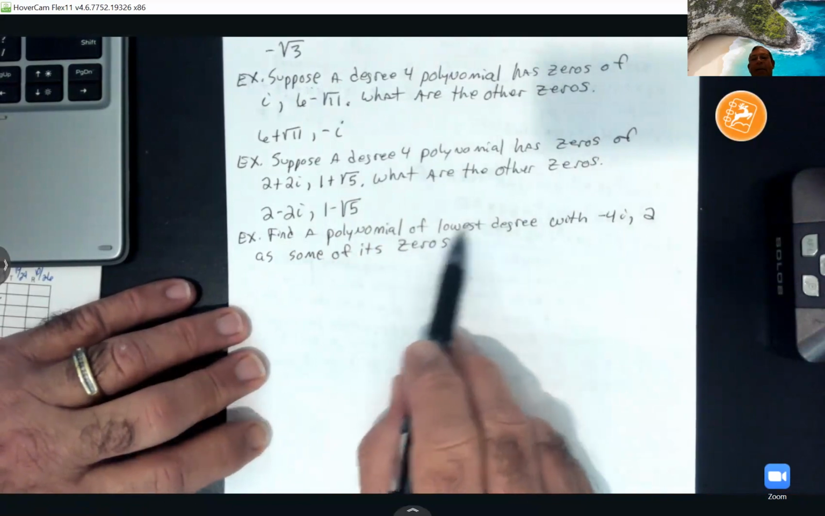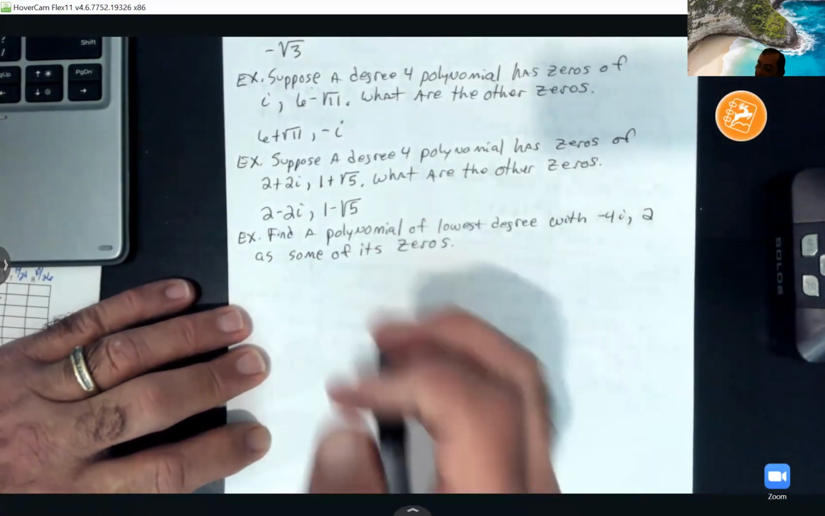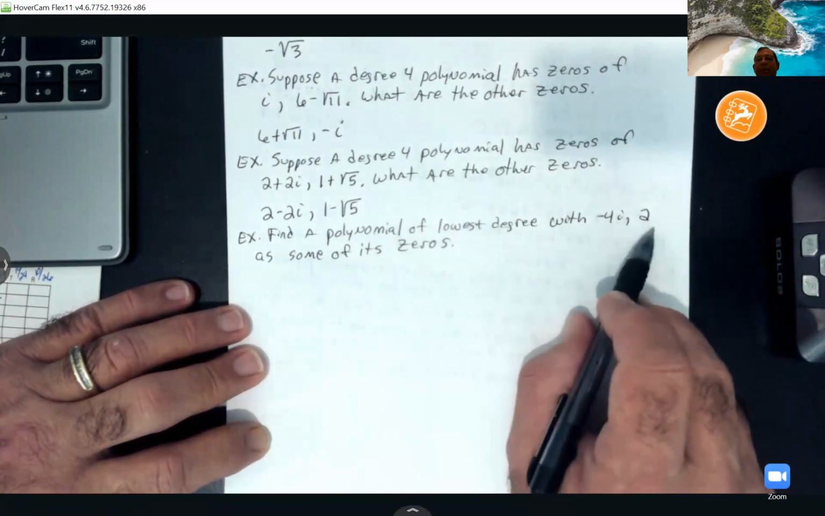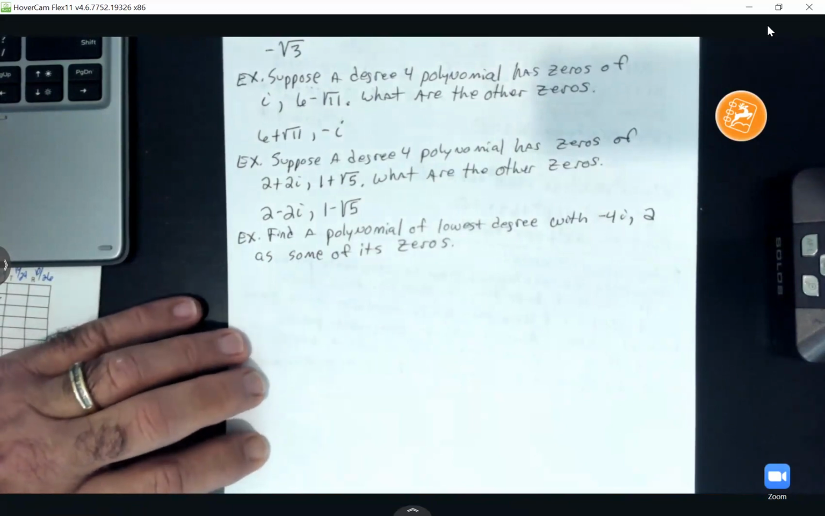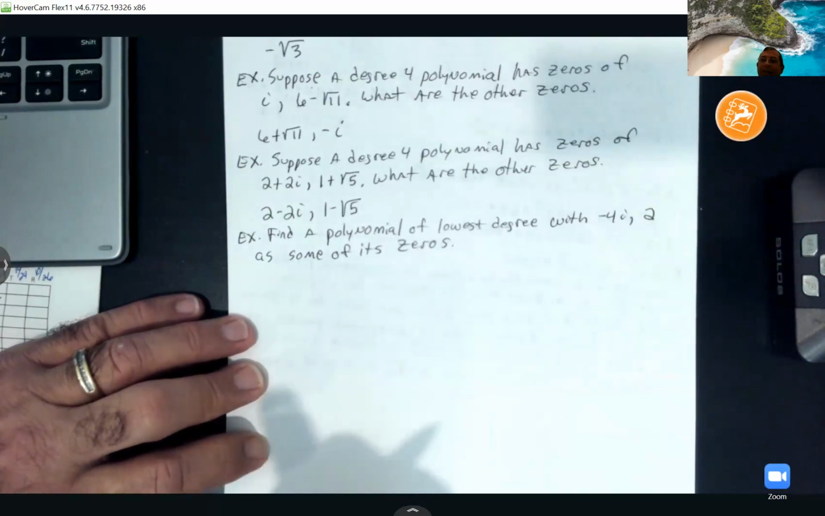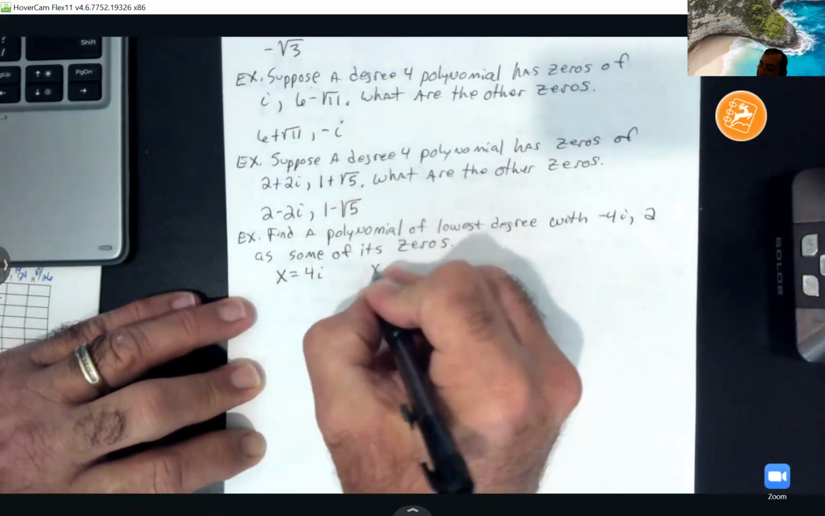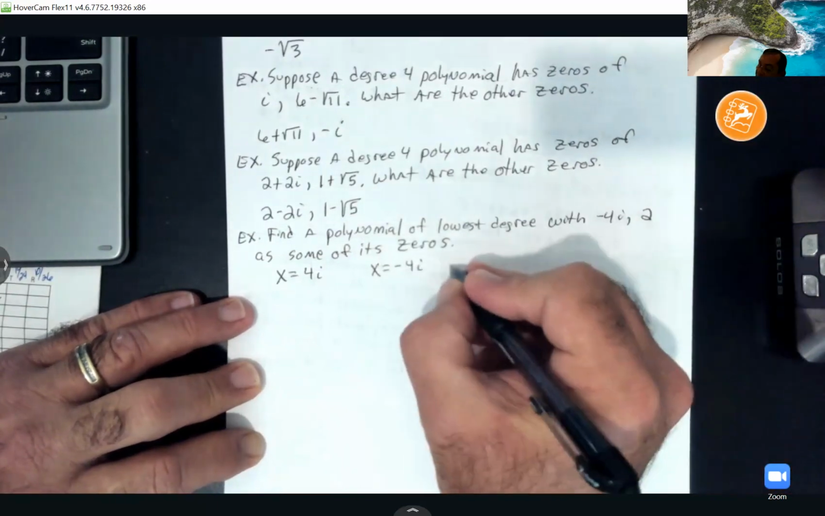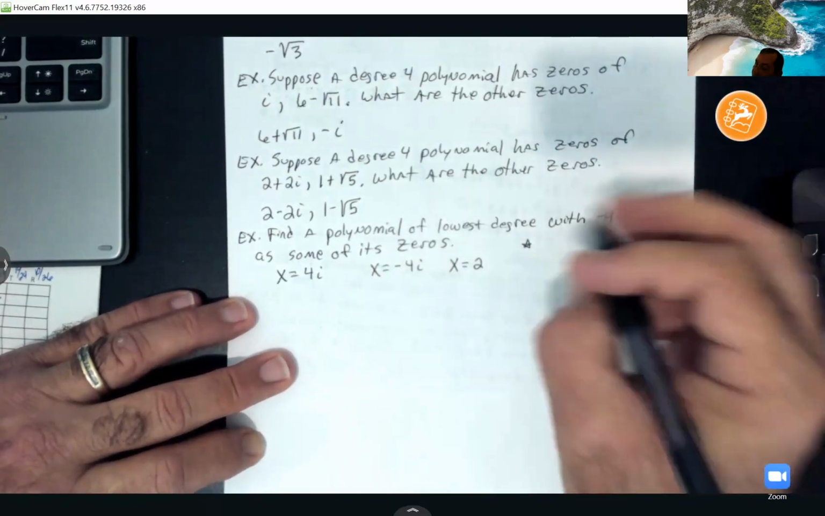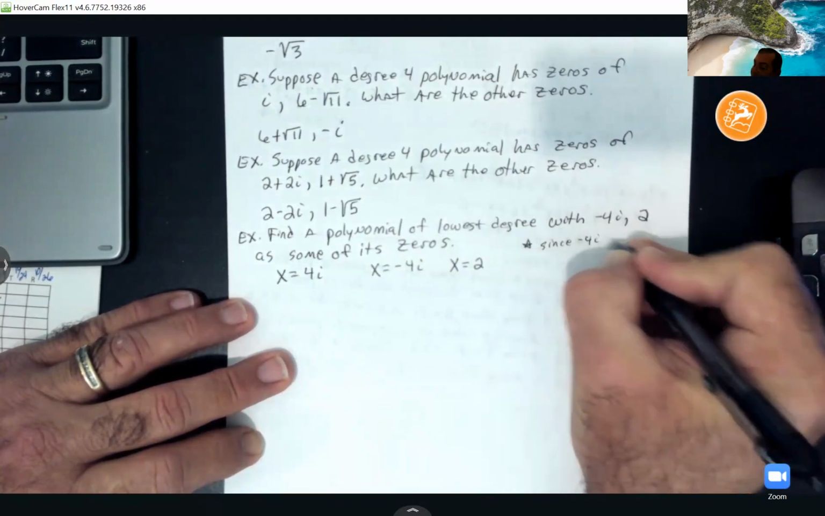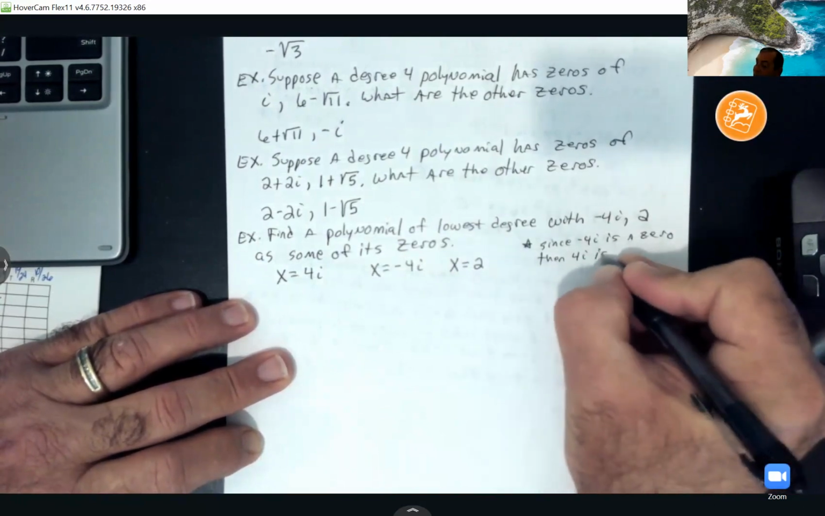So they're not giving away how many zeros I'm ending up with because they're just telling me it's got to be lowest degree. So they're giving me 2 zeros. Is there anything missing? A positive 4i. So we know a positive 4i also must be a zero. So we're going to have x equals 4i, x equals negative 4i, and x equals 2. Okay, so we said since negative 4i is a zero, then 4i is also a zero.